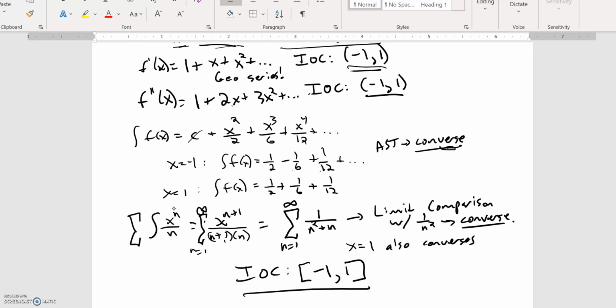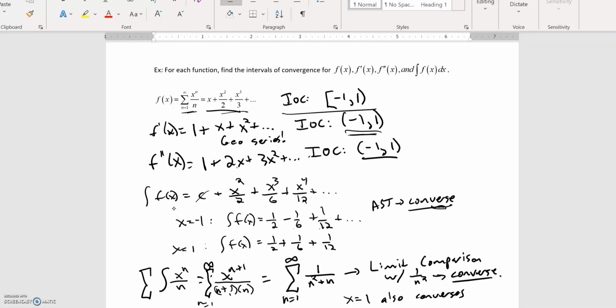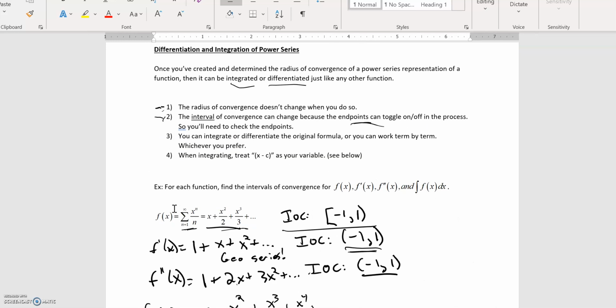So that's the idea with this. I'm just going back to my little summary above. So let me scroll. There we go. The radius of convergence doesn't change when you integrate or differentiate. The interval of convergence can change.